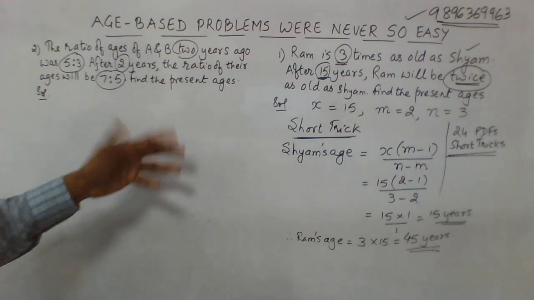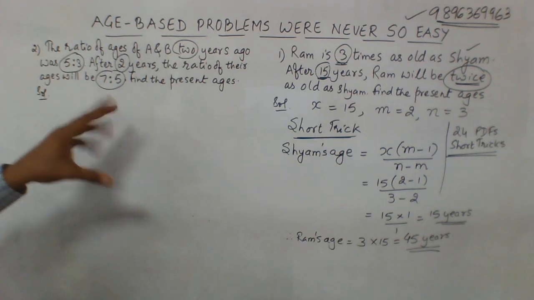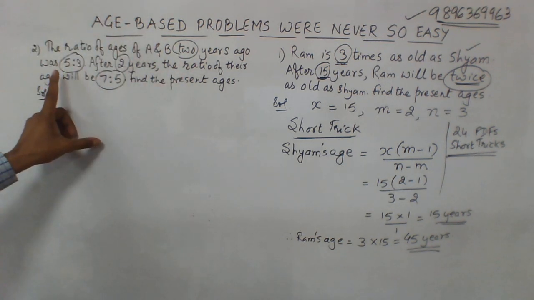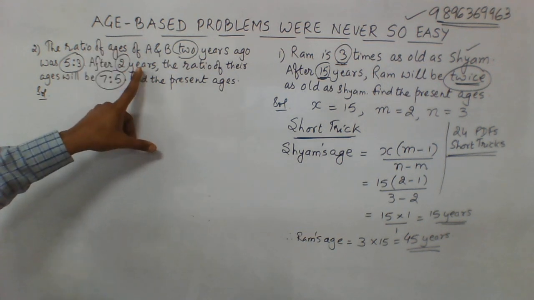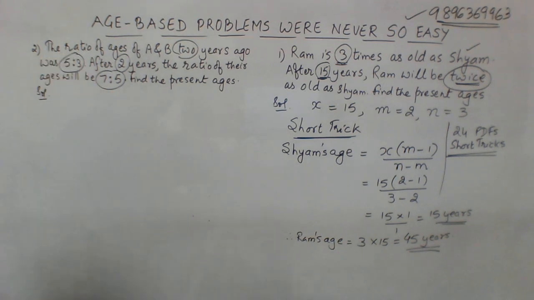So obviously you will assume the ages of the two persons A and B to be X and Y, and then subtract 2 years from them, and then take the ratio as 5:3. And in the second condition, you will be adding 2 to both the present ages, and then equating the ratio to 7:5. So you will have two lengthy equations, and those two equations you have to solve to get the value of the ages of A and B. So that's the traditional approach of solving this particular question.